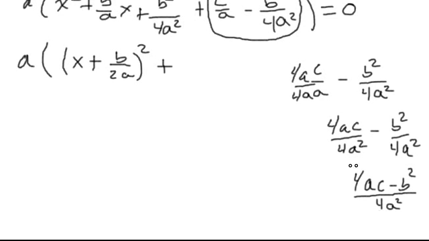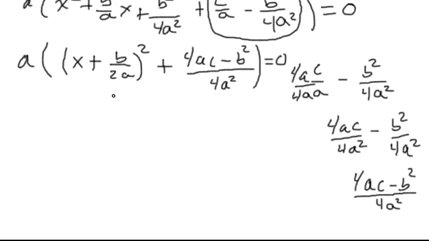We're going to take this piece here and plug it in here. So this is now all reduced down to a single fraction: 4ac minus b squared, all over 4a squared. Then of course I need to close up this parentheses, remember, and this is all still equal to 0.